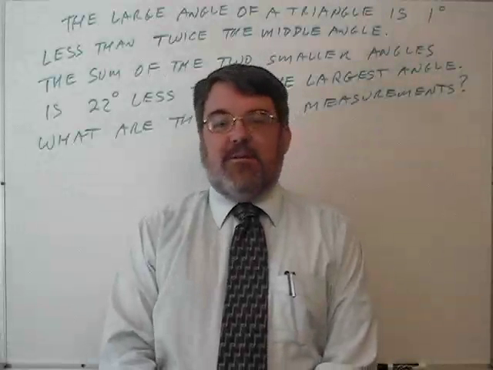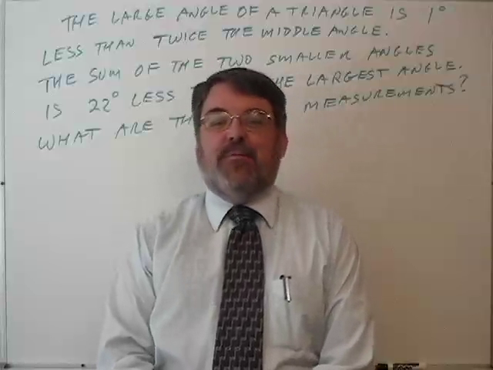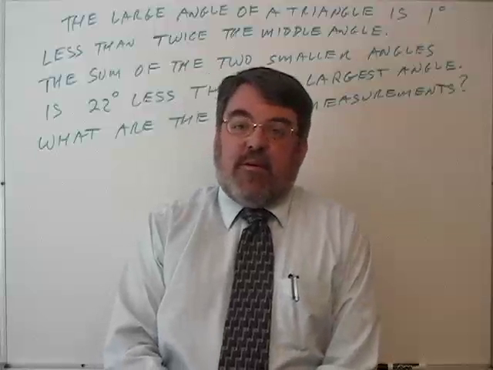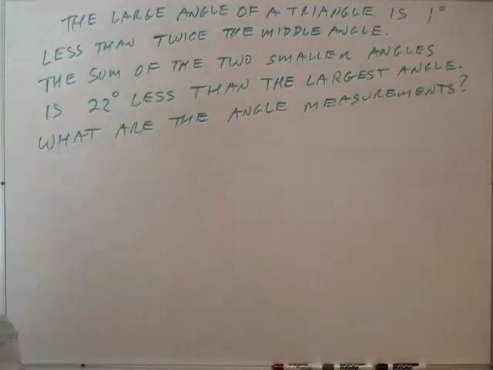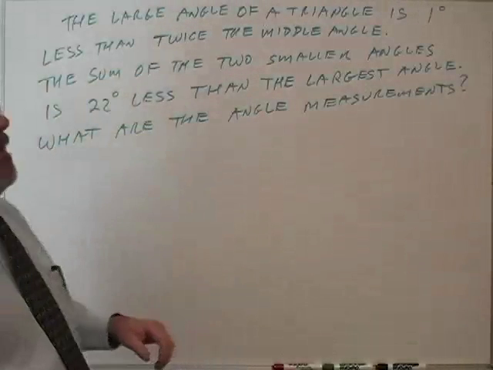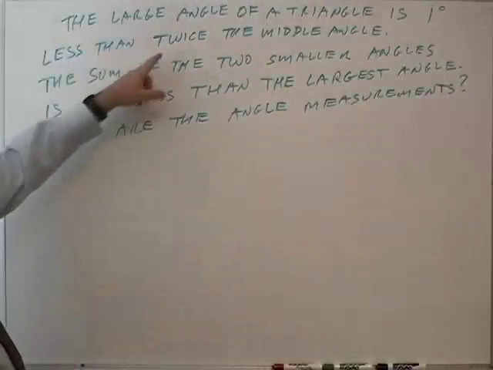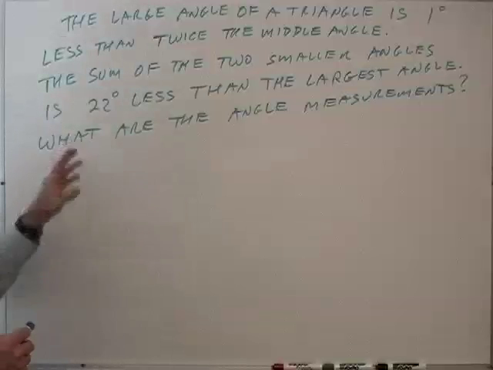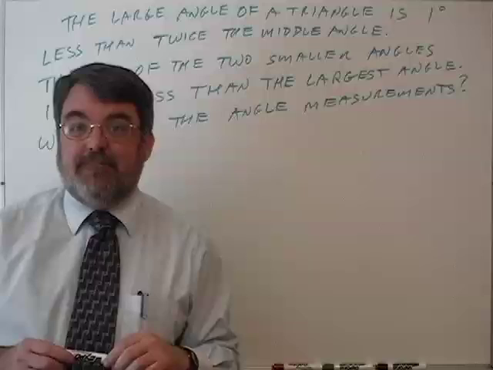I thought it would be a good idea to introduce solving a larger system of equations by substitution by also using a word problem, a so-called word problem. So here it is. Let me read it to you. The large angle of a triangle is 1 degree less than twice the middle angle. The sum of the two smaller angles is 22 degrees less than the largest angle. What are the angle measurements?